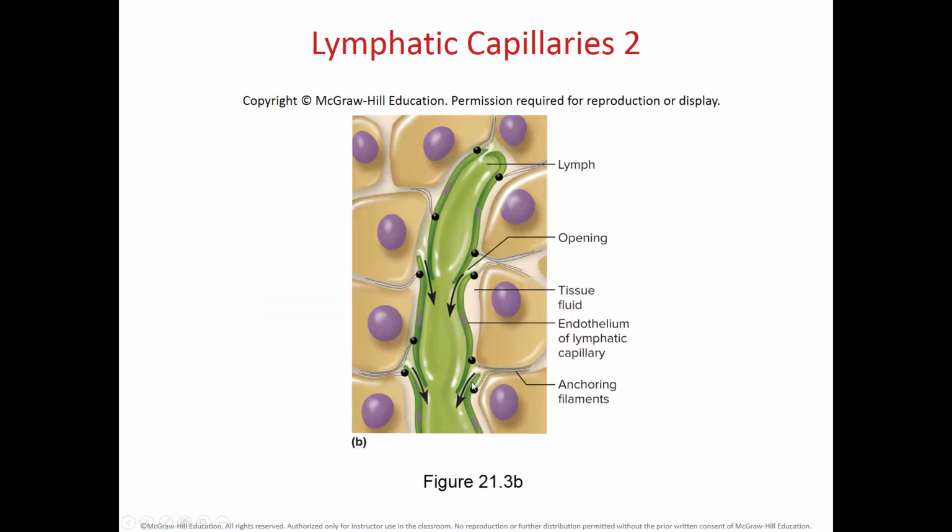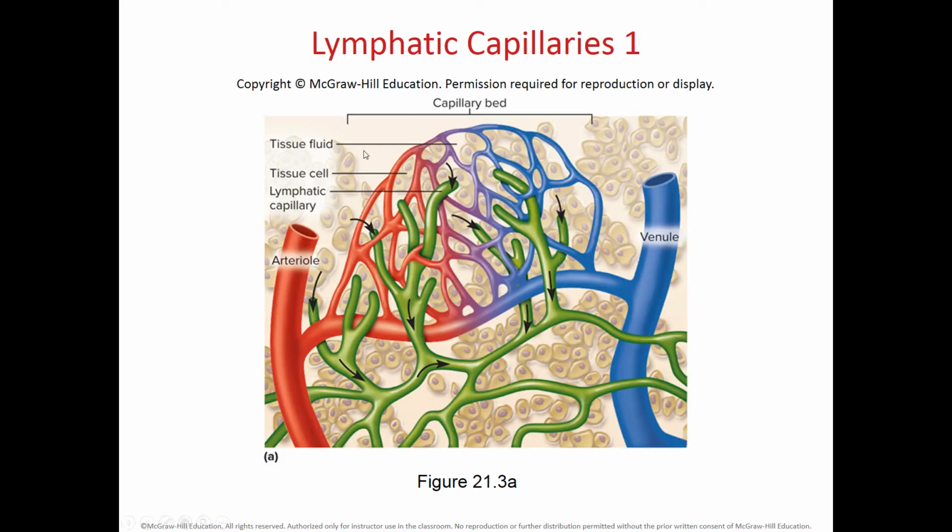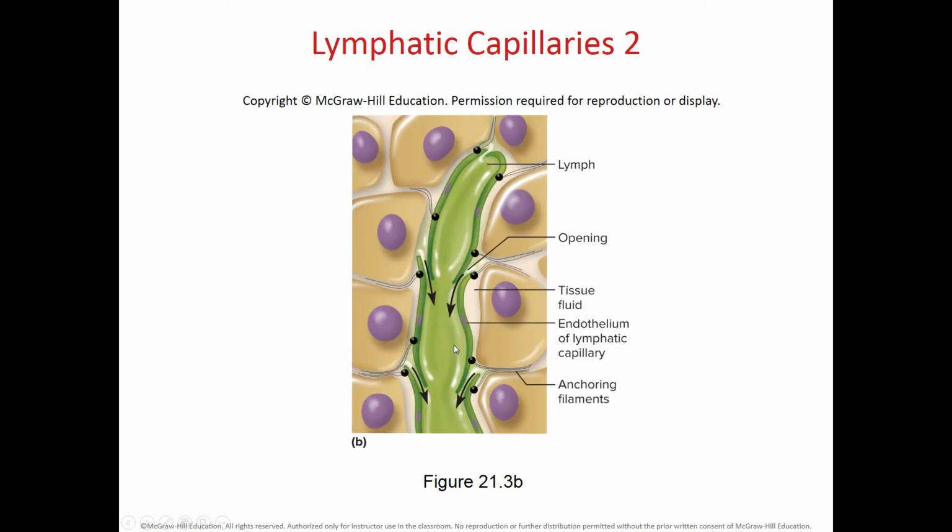If you magnify one of these lymphatics, you can see how they have within their walls only one cell, a squamous cell, which is the endothelium of the capillaries, and then they have these extensions that form little valves or flaps.